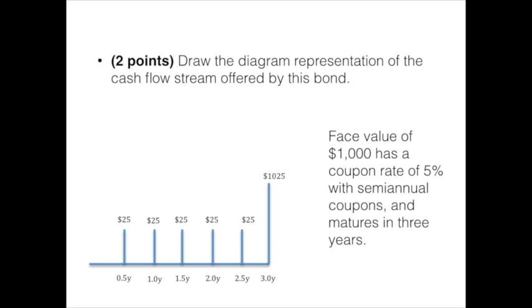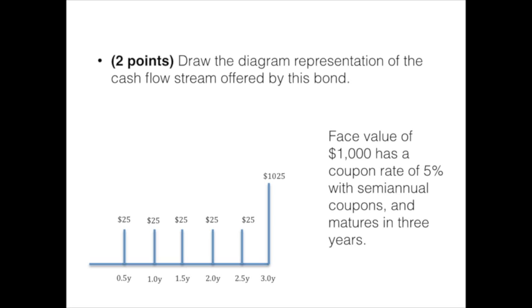Every 6 months, we will receive a coupon of the size of $25. And finally, when the bond matures in 3 years from now, we will receive the face value of $1,000 plus the last coupon. That's it.